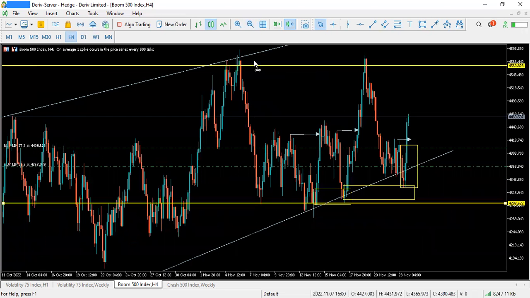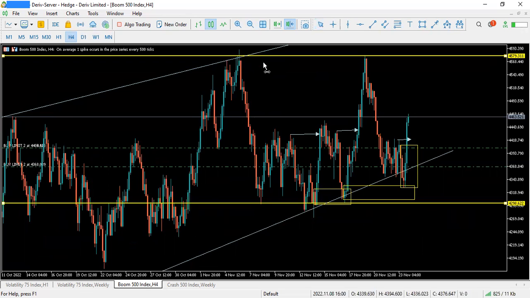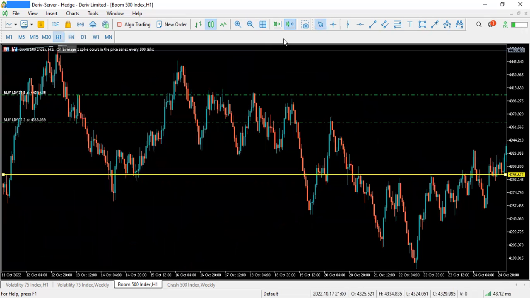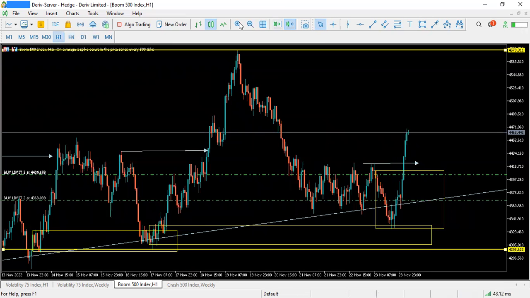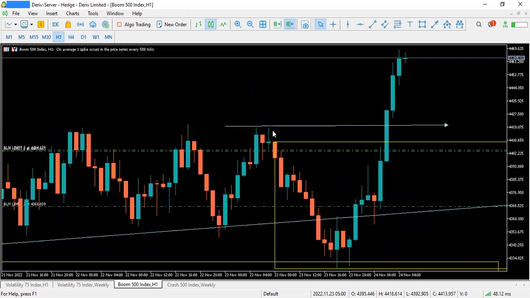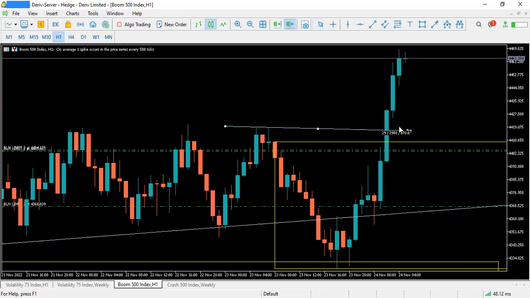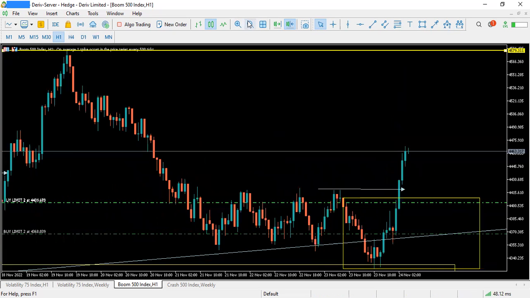The target for today would be at least this resistance here. That will be the target. If it breaks that one, we know that we're going to hold for long. Moving on to 1 hour. On the 1 hour, you can see that the structure already broke. We broke market structure here.